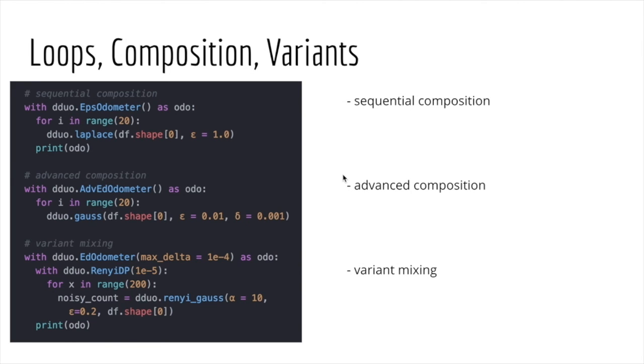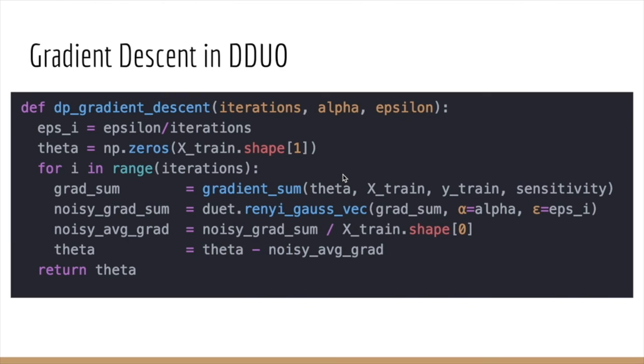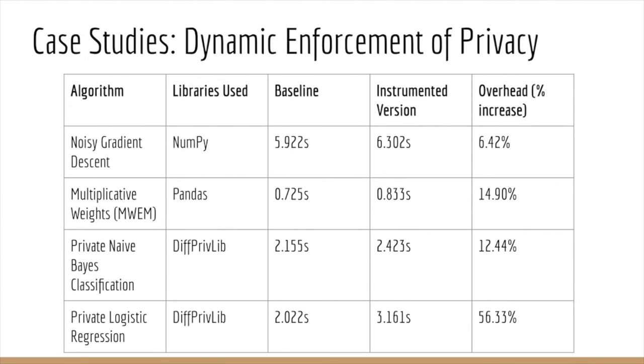Alright, so now to wrap up the talk, I'd like to revisit gradient descent in DDUO. So one method of ensuring privacy in gradient descent involves adding noise to the gradient calculation, which is the only part of the process that is exposed to the private training data. In order to add noise to the gradient, it's convenient to bound its sensitivity via clipping to some L2 norm. In this example, clipping occurs in the gradient sum function before the result is passed to Rényi-Gauss-Vec to add the appropriate amount of noise. Now this table summarizes some of our results.